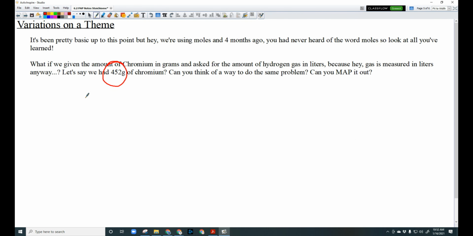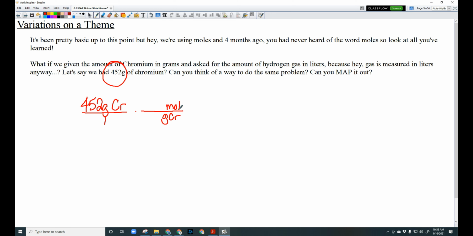All right, so let's say that we're starting now with 452 grams of chromium. We're going to put that over 1. All right, so let's start asking our questions. What unit do we want to get rid of? Grams of chromium. And what do we want to convert it to? Well, looking at our mole map, we want to convert it to moles.